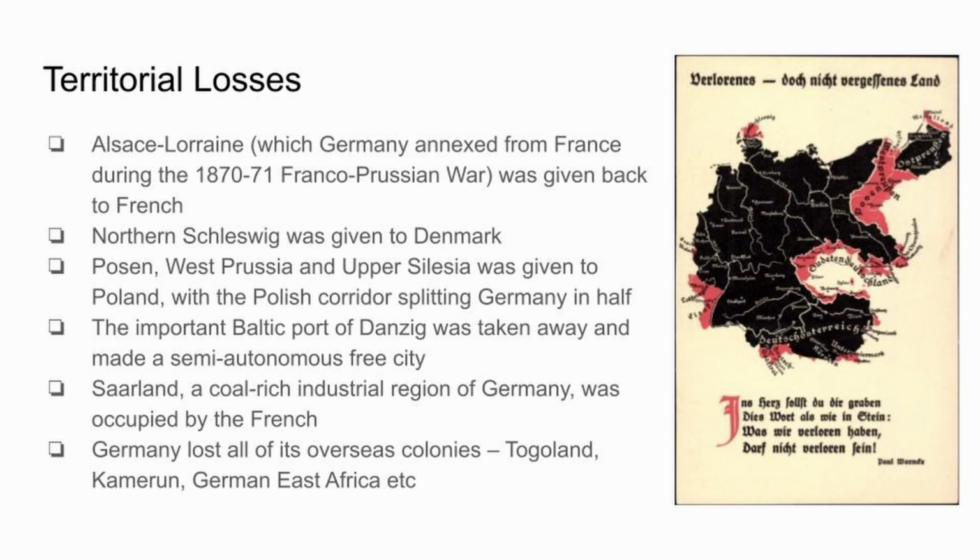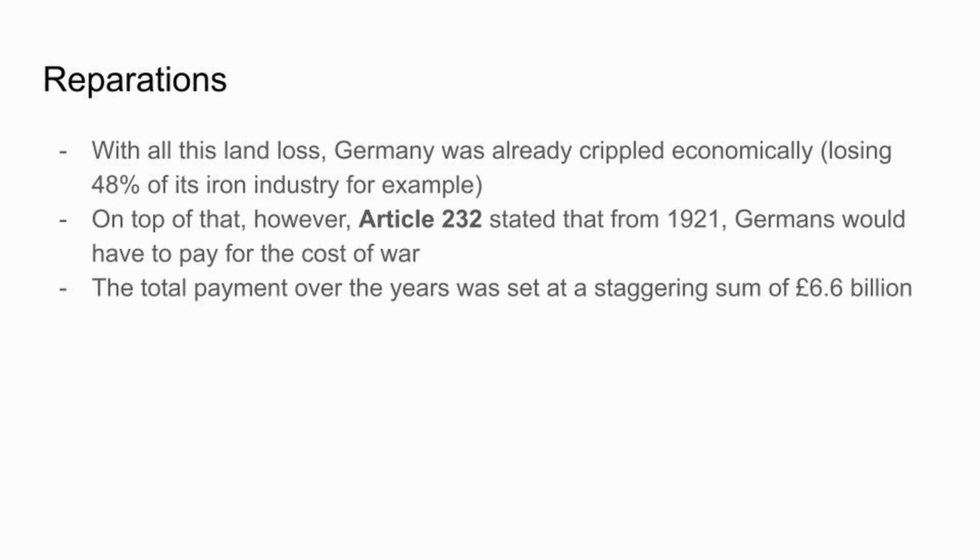Do you remember the Kaiser? He pursued Weltpolitik, increasing his empire overseas, but all of that was gone. Togoland, Cameroon, German East Africa, all of the colonies were gone. Now, the reparations were also pretty big. With all this land loss, Germany was already crippled economically, losing 48% of its iron industry, for example. But this was not all. On top of that, Article 232, and you will not need to remember many of these articles, there are only really 2 you need to know, but this is one of them.